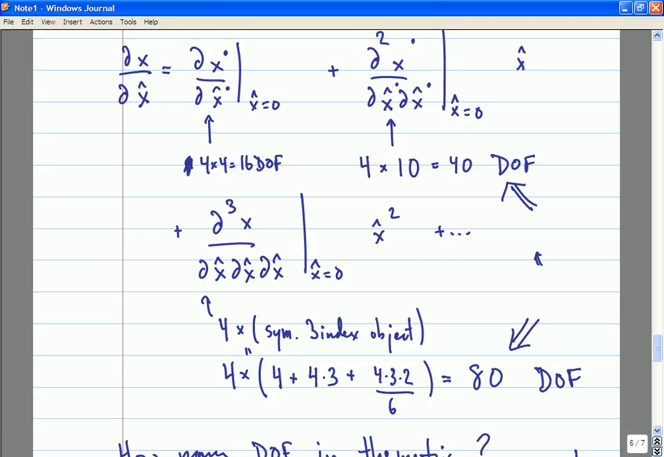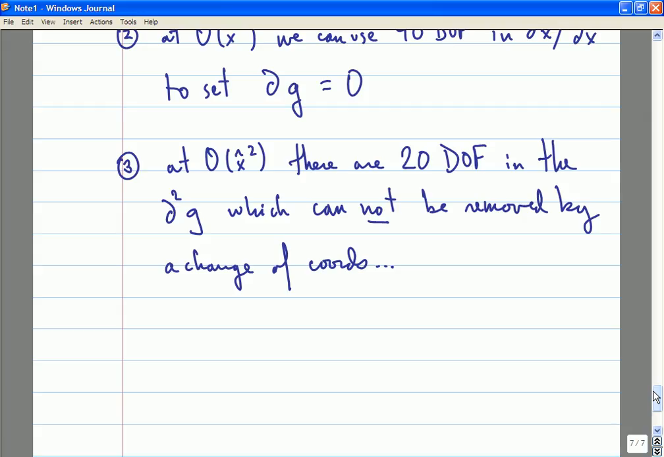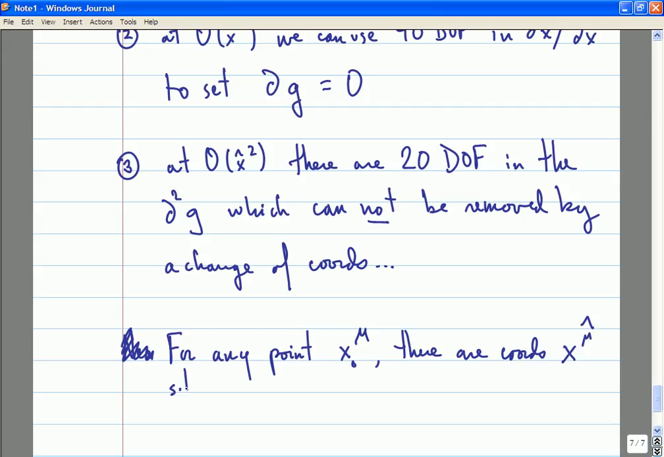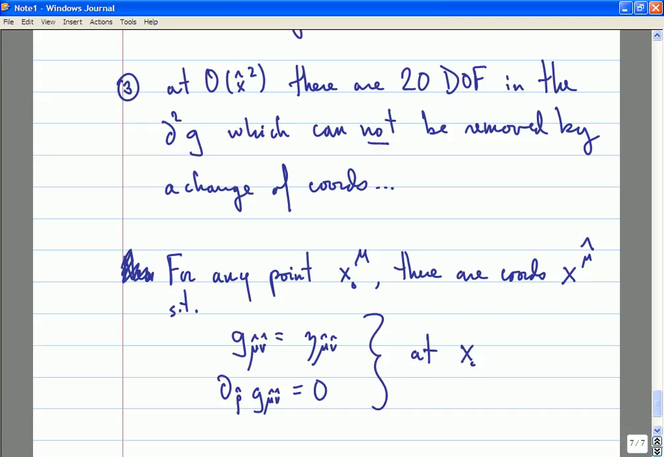Okay, but before trying to do higher order matching, let's just finish our discussion of the matching of these 20 degrees of freedom. So just to summarize, near our point, for any point x not mu, there are coordinates, we'll call them x mu hat, such that the metric is equal to the Minkowski metric at that point, and the first derivative of the metric is equal to 0 at the point x not mu. And these coordinates are known as Riemann normal coordinates.